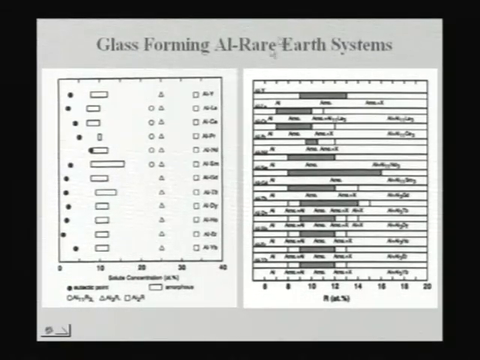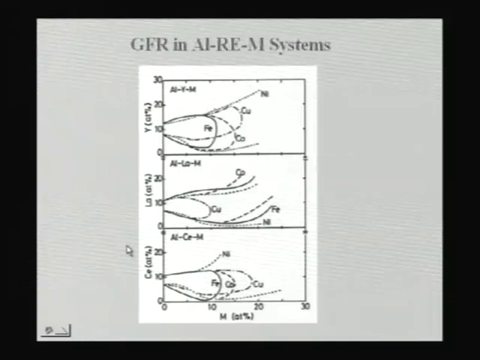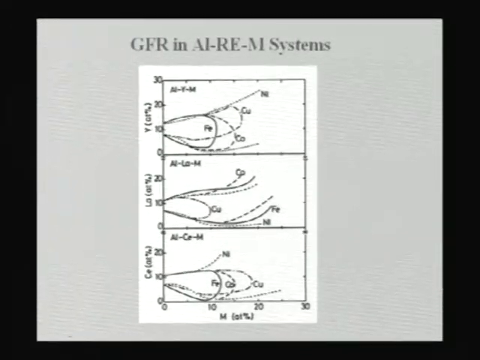And this second figure gives you, in a wider composition range, a slightly magnified view of this to show you what is the glass forming range in all these systems. You can see aluminum samarium shows almost the highest glass forming range when compared to all of them. But in all cases you can get glass, and if you add some ternary elements, rare earths, into aluminum, then you can enhance the glass forming ability, which we have talked about before also.